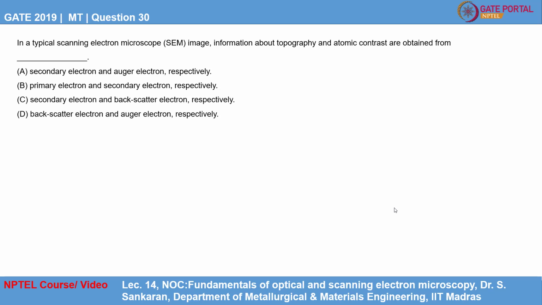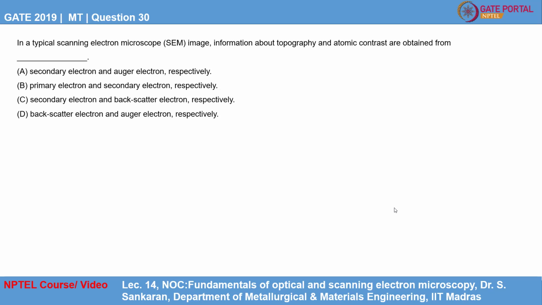GATE 2019 Metallurgical Engineering Question 30. In a typical scanning electron microscope image, the information about topography and atomic contrast are obtained from, we have four options: secondary electrons and Auger electrons, primary electrons, secondary electrons and backscattered electrons, and Auger electrons. Fine.